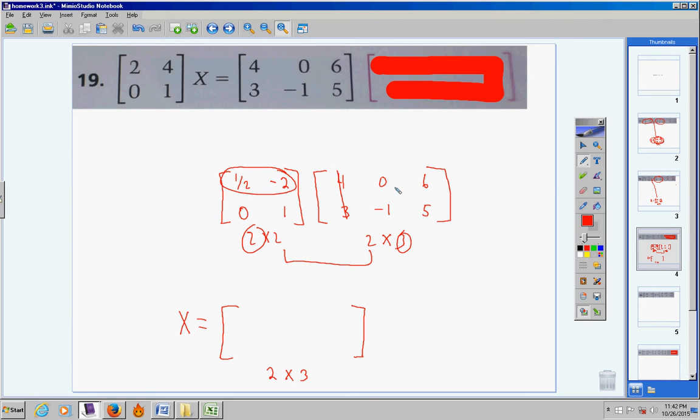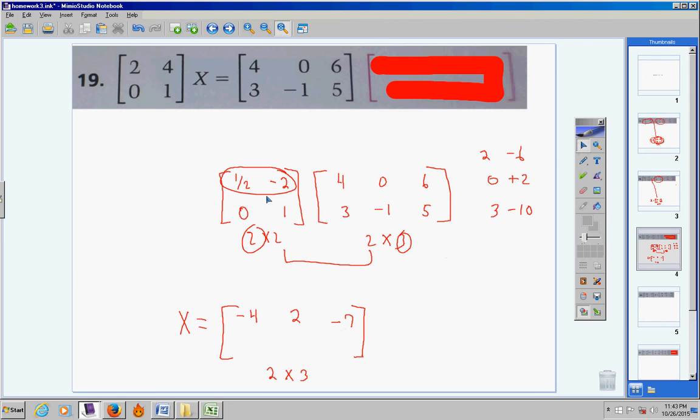So here we go. Row times each one of these columns. Here we go. Row times column. First times first, that's a positive 2. Next times next, negative 6. So negative 4. Now take row times this column. 1/2 times 0, 0. Negative 2 times negative 1, positive 2. Combine, and we get a 2. Row times next column. 1/2 times 6, 3. Negative 2 times 5, negative 10. Combine, and you get a negative 7.